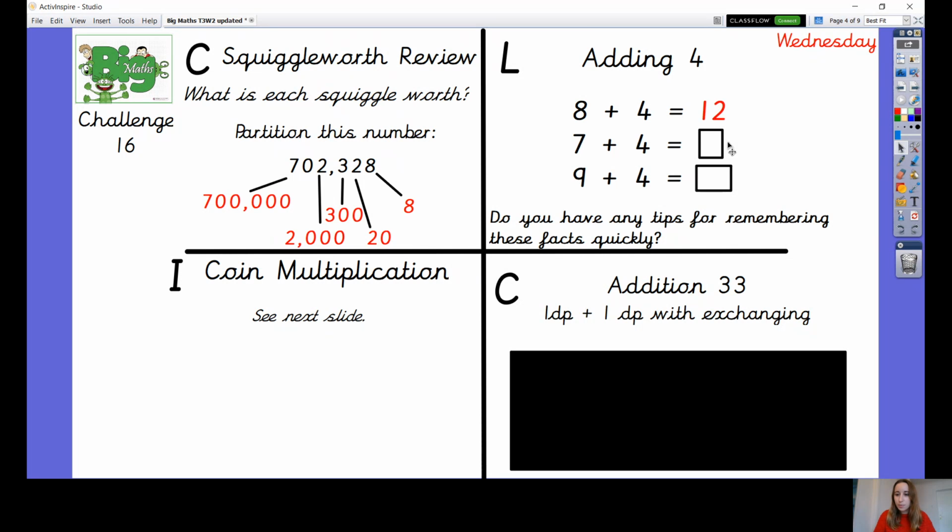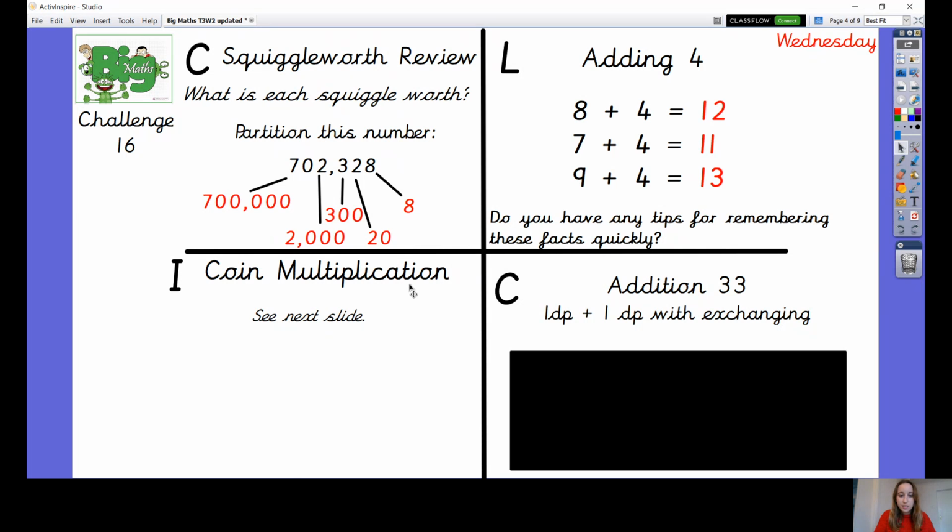So 8 add 4 equals 12, 7 add 4 equals 11, 9 add 4 equals 13. You might have some tips for remembering those facts really quickly, or somebody else in your household might do. And remember, you could jot them down, put them somewhere where you're going to see them all the time to remind yourself to practice those as well as your times tables this week.